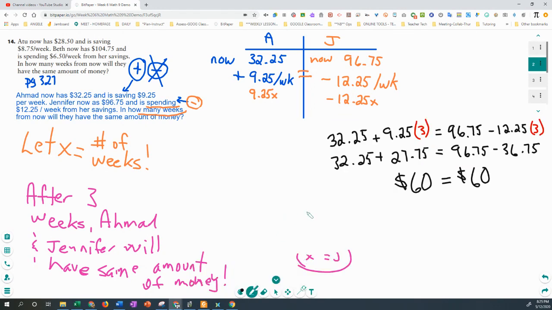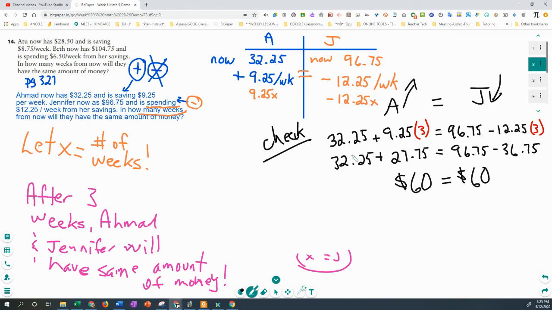Okay, hi grade 9s, I'm back. So in black here, this is what I did for the check. I said at some point the amount of money Ahmed has will equal the amount of money Jennifer has, because his money is going up, her money is going down. She started with more, he started with less. There's this yin and yang thing going on.